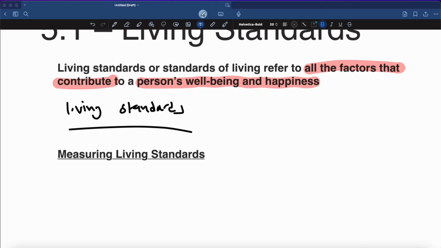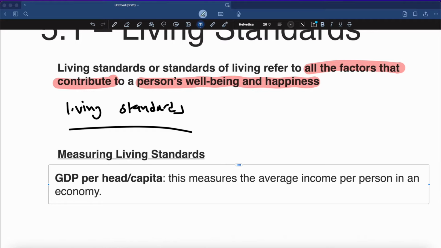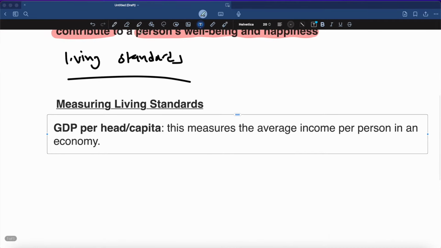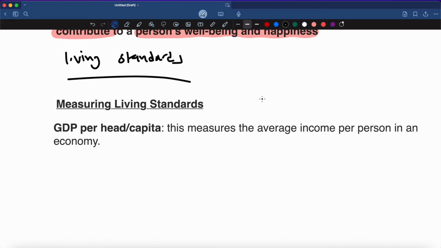GDP per head measures the income per person in an economy, right? So that is called GDP per head. That is what we mean by living standards. We don't say how happy someone is. That is not living standards. In economics terms, the living standards is the income, and that's all we care about. What's the average income? So measuring these living standards measures the average income per person in an economy, and that is how we actually measure living standards.